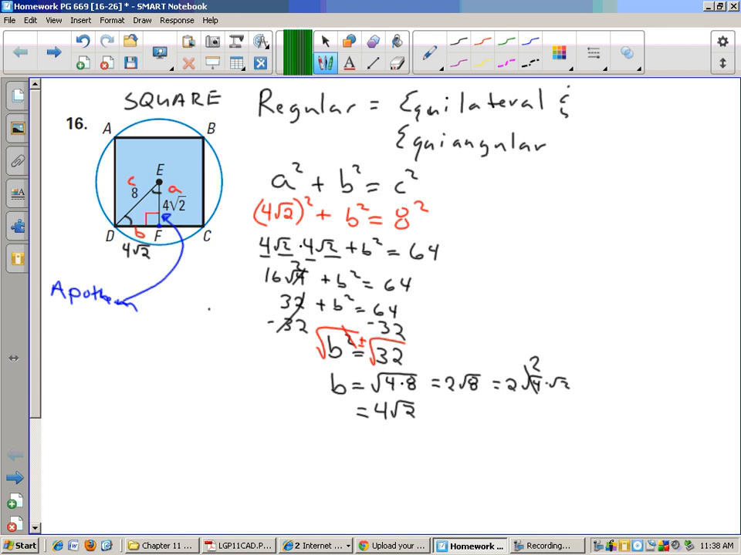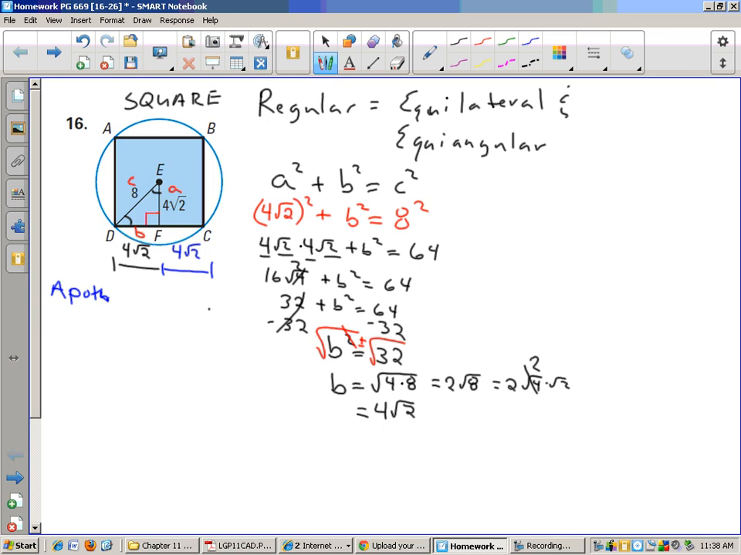So it meets at the midpoint of a side, which tells me since it's the midpoint, the left and the right are the same length. So DF and FC are the same. So how long is FC? 4 root 2. Yeah, 4 root 2. So I'm going to erase this, and I'm going to put 4 root 2. So this distance from here to here is 4 root 2, and this distance from here to here is 4 root 2.